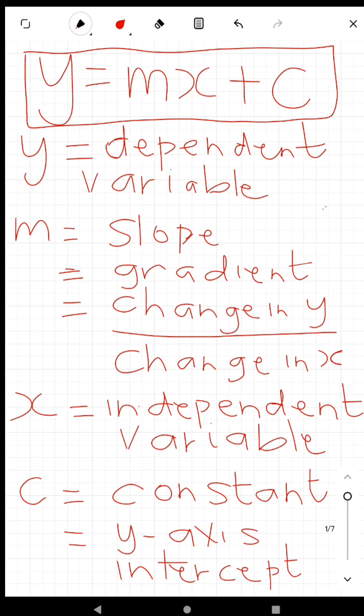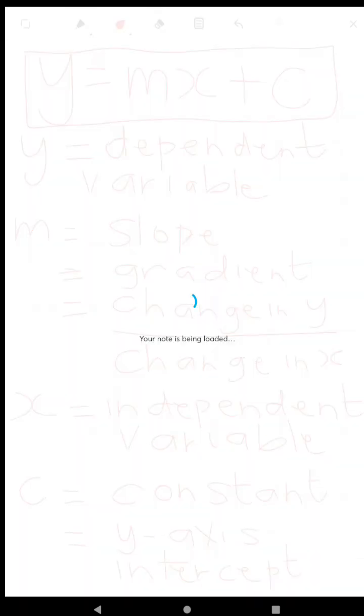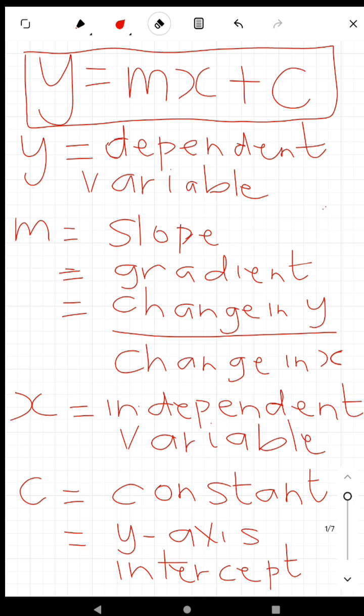whatever value you put on the right hand side, either the slope or the independent variable, which is x, and then the constant c, will determine what y becomes. So we have y as the dependent variable, like we just mentioned, and then m is the slope, or we can call it gradient.